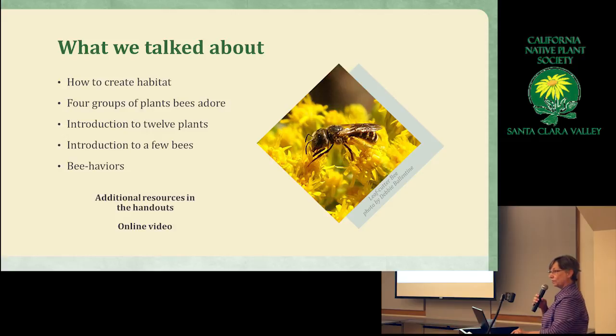I introduced you to 12 plants. You have all the cultural information there. If you want more cultural information on plants, I just type in my Google search nursery and the botanical name of the plant, and you'll come up with a list of nurseries that provide the cultural needs of the plant. They may or may not carry the plant, but a lot of nurseries support the native plant community in that way. And there are some really good websites. I introduced you to a few bees, some of which do strange things, but they're fun behaviors.